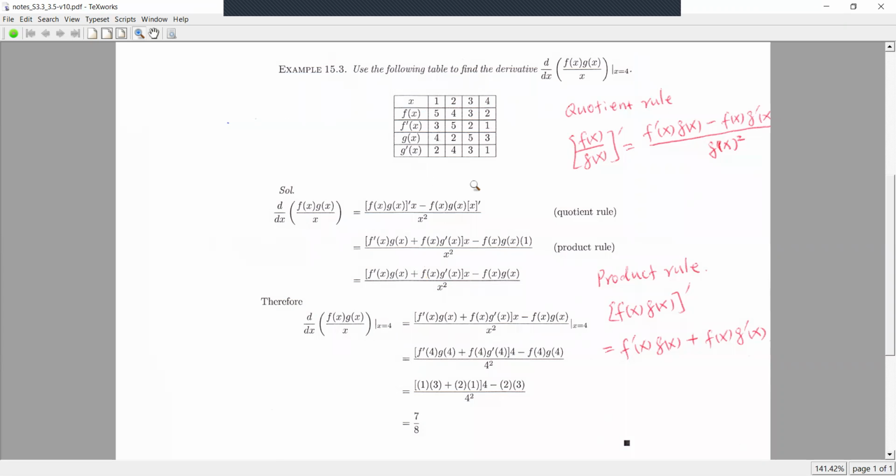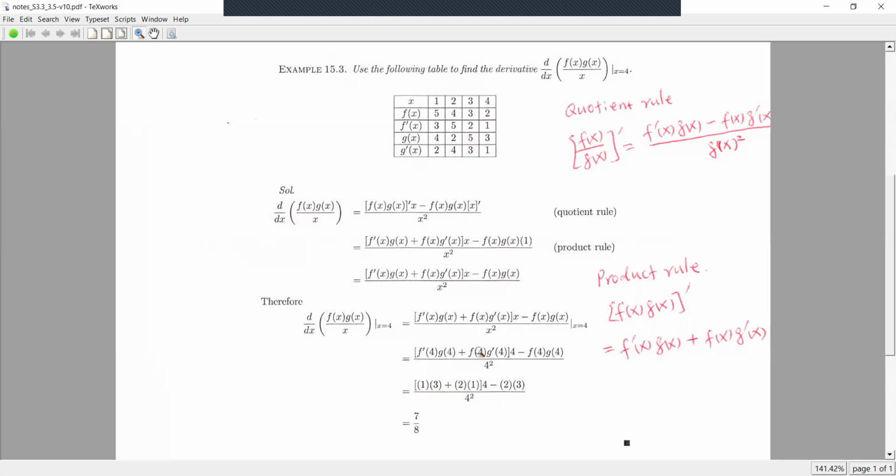Use the given table to determine the function values. For example, f derivative at 4. The third row of the table is for f derivative. When x is 4, the value of f derivative is 1. So this one is 1. G of 4. The fourth row of the table is for g. When x is 4, the value of g is 3. So g of 4 is the number 3.